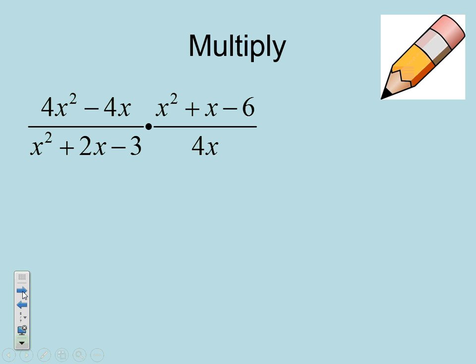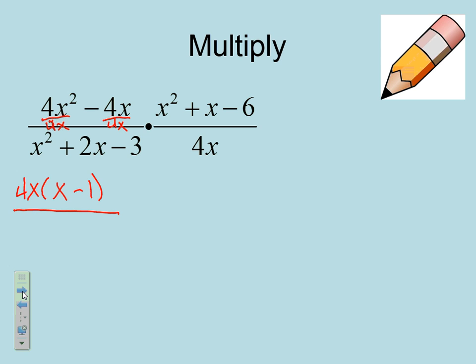We're multiplying again. We need to go through and we need to factor each one of these first. Very, very important that we always factor first. So this one here, we're just going to take out a greatest common factor of 4x. So on the top, I'm going to be left with 4x, and I'll have x minus 1.